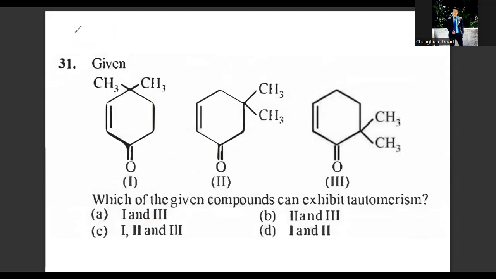Given to you, which of the four given compounds can exhibit tautomerism? You have to check whether there is any alpha hydrogen present, right? So 1, 2, and 3 all have. So all can undergo tautomerism. Question number 32.